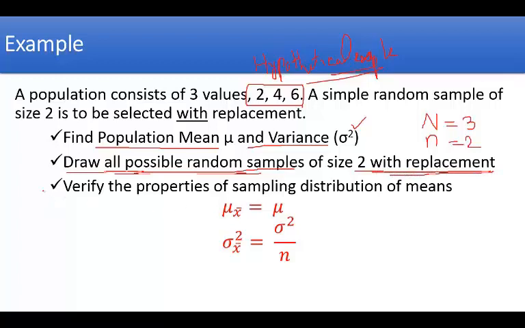So, and then at the last step, you will verify these two properties. Number one, the mean of all sample means is equal to the population mean, and number two, the variance of all sample means is equal to the population variance divided by the sample size. So we will just prove it in the next slides.